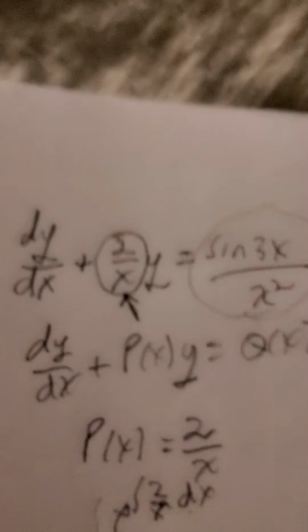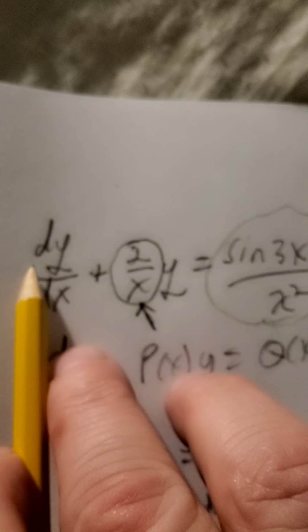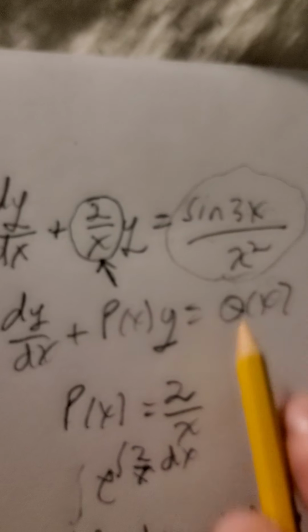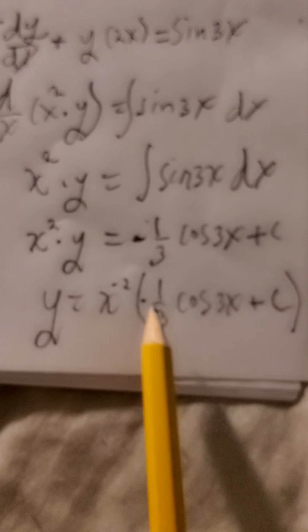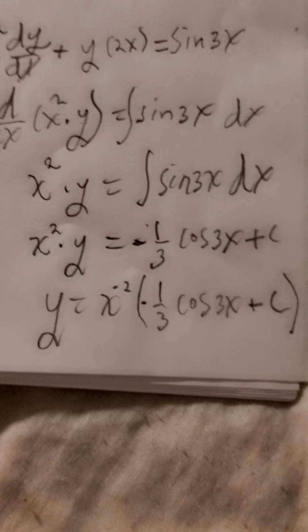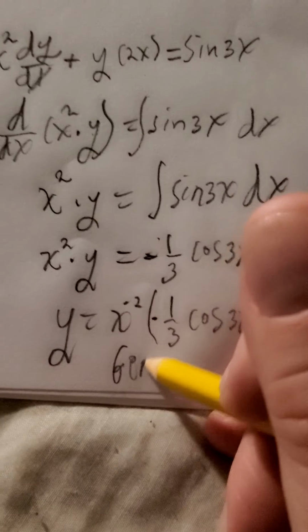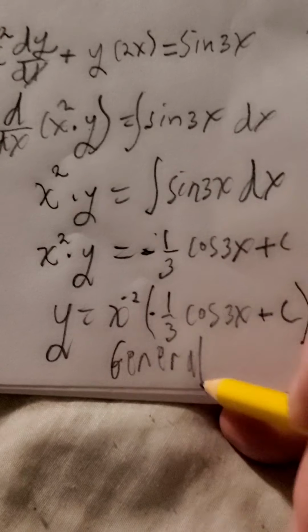And the general solution to this differential equation that I started with, dy/dx plus 2 over x times y equal to sine 3x over x squared, is going to be y equals x to the minus 2 times the quantity negative 1/3 cosine 3x plus c. Okay, so I corrected it. And that's the general solution.